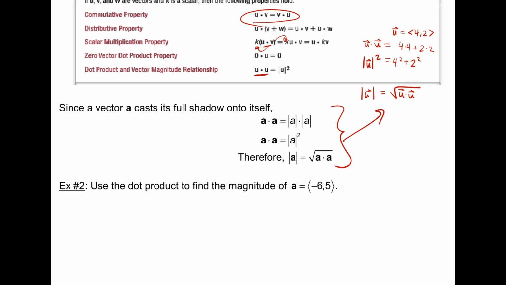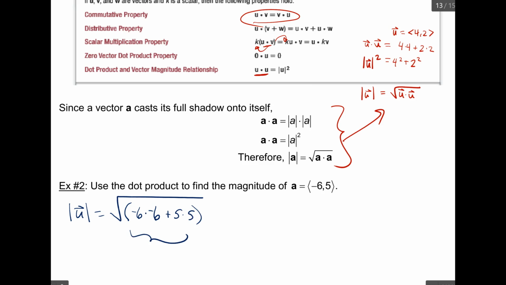Okay, so if I want to find the magnitude of vector A, how would I go about that? So it would be, let's do it our new way, square root of the dot product. So the dot product is going to be -6 times -6 plus 5 times 5, because that right there is the dot product of A with itself. So that's going to be 36 plus 25. So that's just square root of 61.